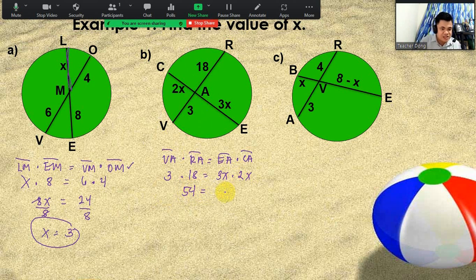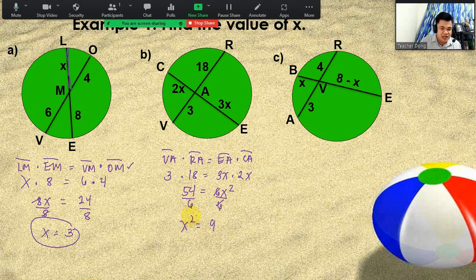Then 3x times 2x, we will be applying the multiplication law of exponents. So just copy the base, which is x, and then add the exponents of x. So 3 times 2 is 6, and then we have x squared. Then the next thing is we will divide both sides by 6 to isolate x squared. So 6 divided by 6 is 1. So x squared will be 54 divided by 6, or 9.